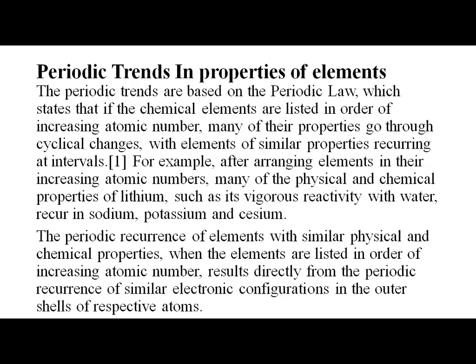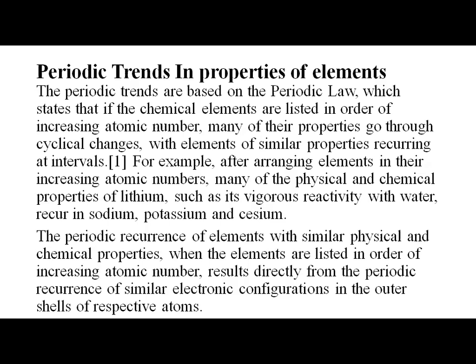We have seen that the periodic recurrence of the elements with similar physical and chemical properties, when the elements are listed in order of increasing atomic number, results directly from the recurrence of similar electronic configuration in the outer shell of the respective atoms. That is, because of the similarity in the valence shell electronic configuration, there is a recurrence in the properties. If the valence shell electronic configuration is changing, the chemical properties also change. That's the reason whatever elements come in a group, they have the same valence shell electronic configuration.